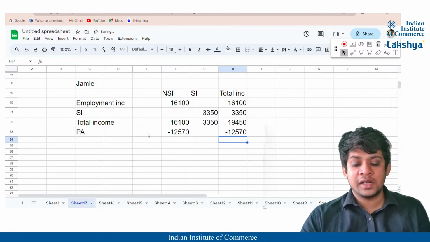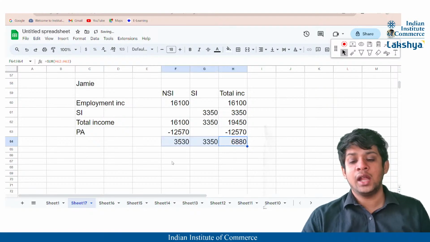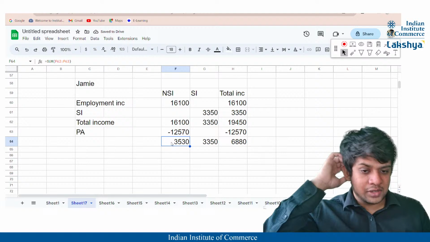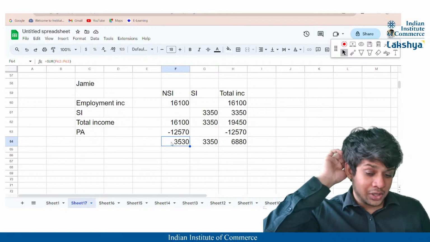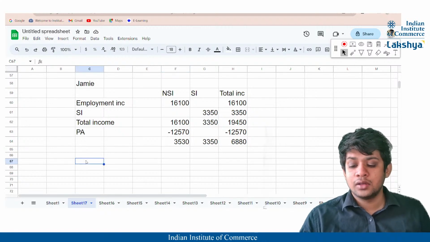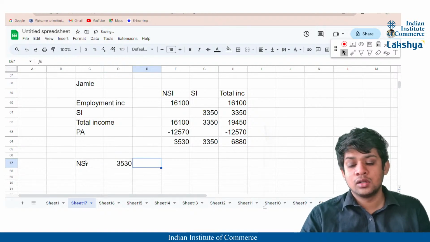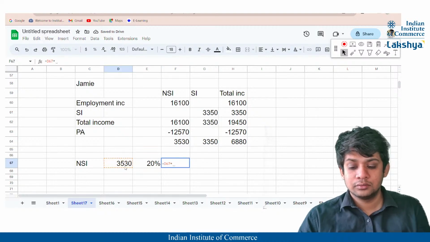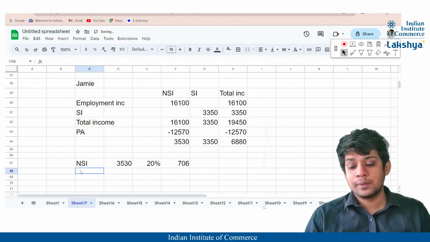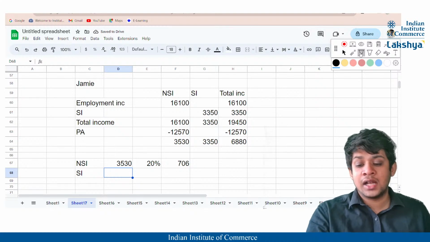So the total taxable income is going to be just 6880, in which the non-savings income is just 3530. So this is a question on the starting rate band, guys. Focus. Firstly, on my non-savings income, I will charge on 3530 20% tax, and that will give me 706. On my savings income, now this is a starting rate band scenario.